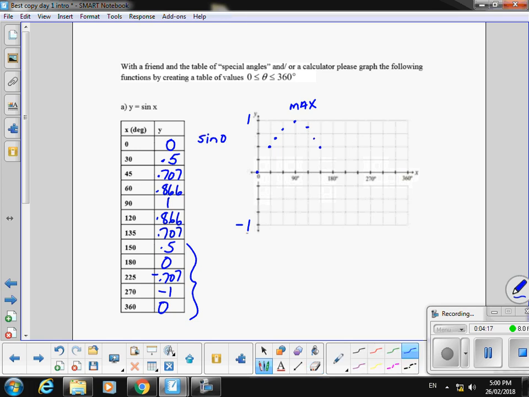And a 0 at 180. At 225 degrees, I have negative decimal 707. And at the 270, I have my minimum value, the smallest that it goes to, because it's back up to 0 again at 360. So we have a nice, smooth, sinusoidal curve.